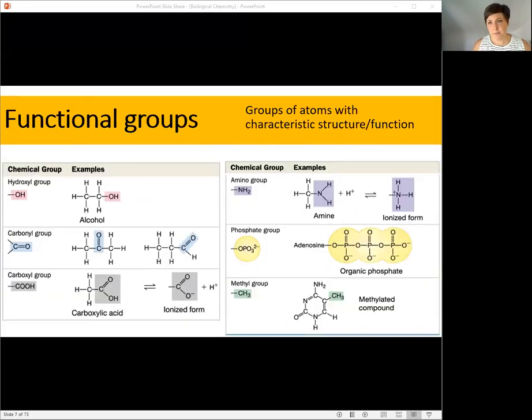Aside from a hydrocarbon backbone, macromolecules also tend to contain a variety of what are called functional groups. These are groups of atoms that are commonly found in macromolecules and exhibit certain functions. These include hydroxyl groups, which we've discussed briefly, saying OH, but also carbonyl, carboxyl, amino, phosphate, and methyl groups. These are not the only functional groups that exist, but these are the common ones found in biomolecules. So what do these functional groups do? What is the function of these functional groups?